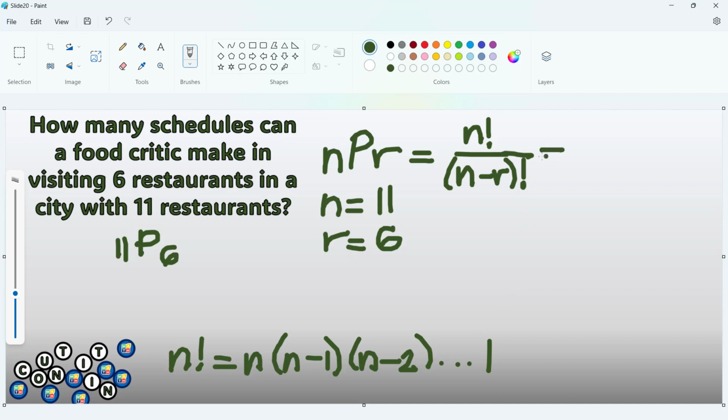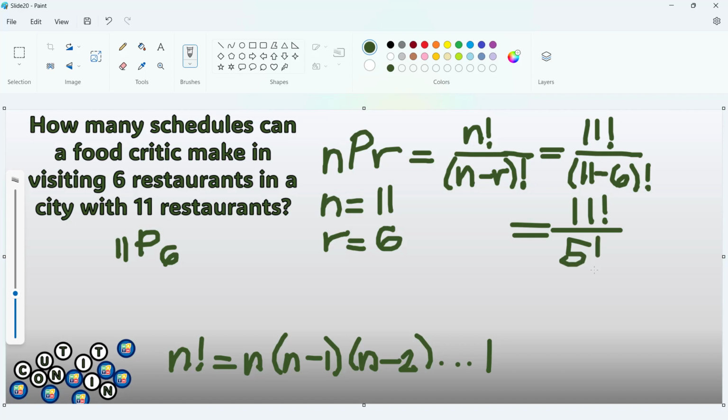So we will have it here. Our numerator is 11 factorial over your denominator, which is 11 minus 6 factorial. So we have here 11 factorial over 5 factorial. Take note that you cannot cancel factorial here because it's a condensed form of this product.